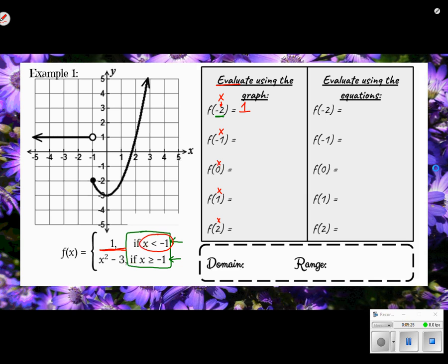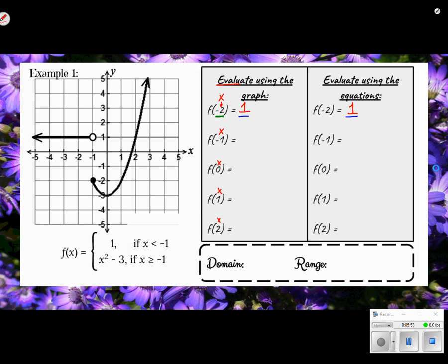But I don't really have an x value to plug in. There's no x's here. It's just a y value of 1. So since I can't plug in anything, I'm just going to put what number I have there, 1. Now notice these match. And they're supposed to match. Okay? So if you have an equation and you don't have a graph, you're going to have to rely on the equations. But if you have a graph, it's not too bad.